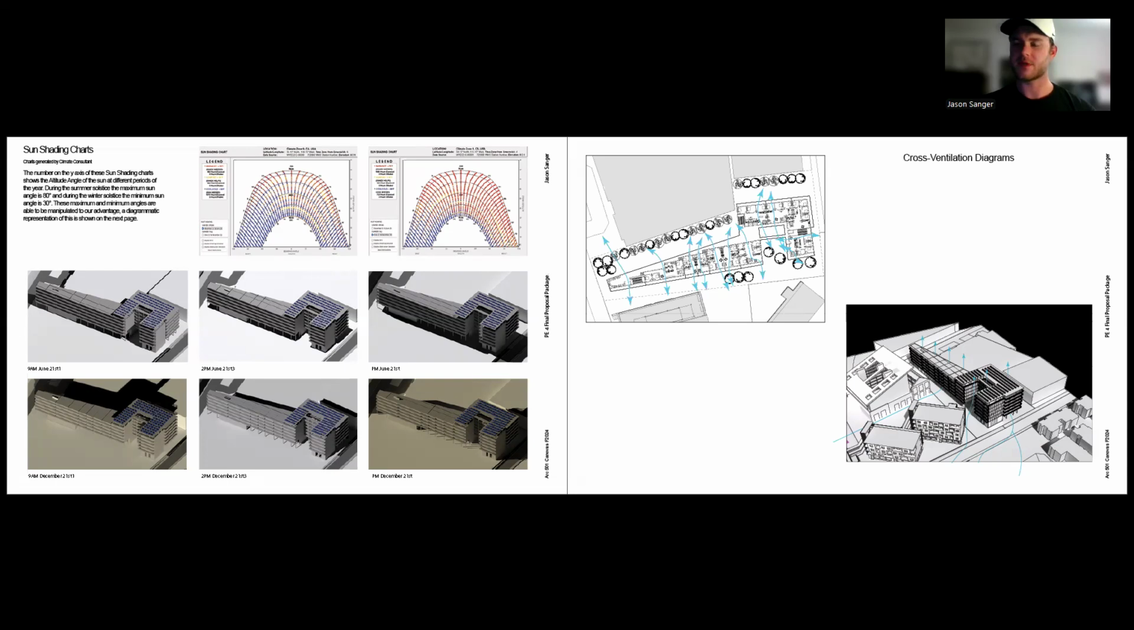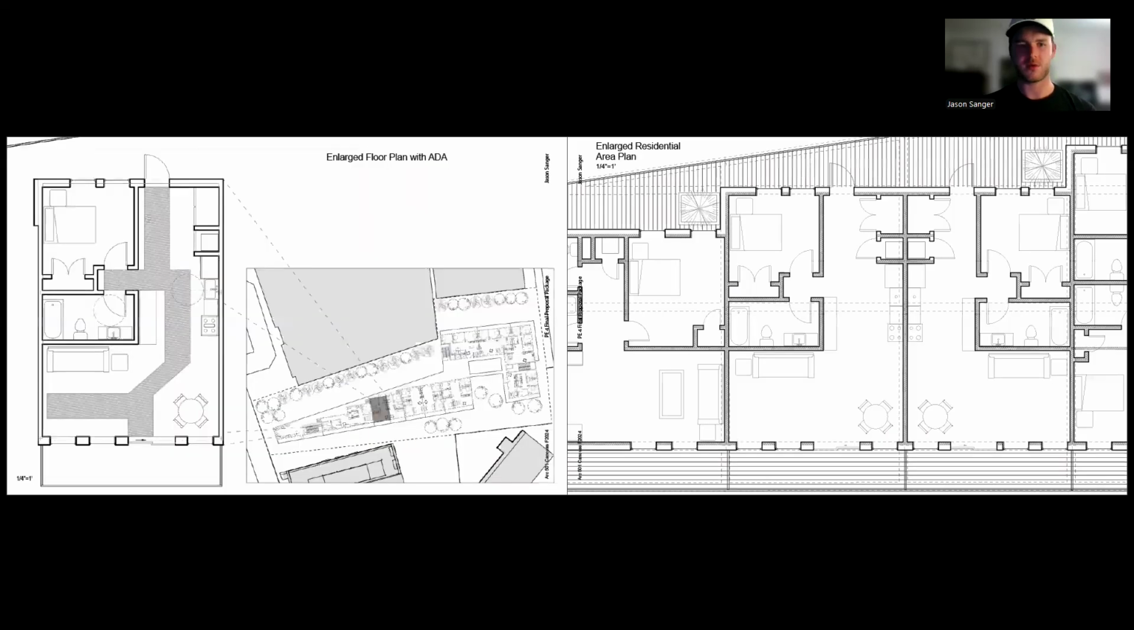On the left, we have some sun shading charts, which is where I got those angles for the sun. And then in these isometrics here, we can see the middle row is in the summer and the bottom row is in the winter. And in the summer, the sun does not hit the windows, and in the winter, it in fact hits those windows.